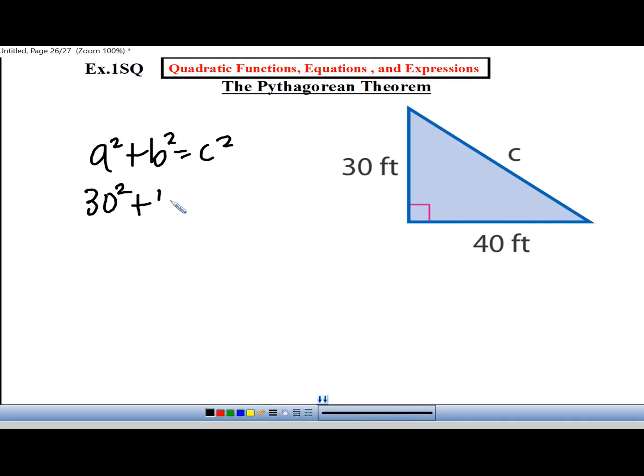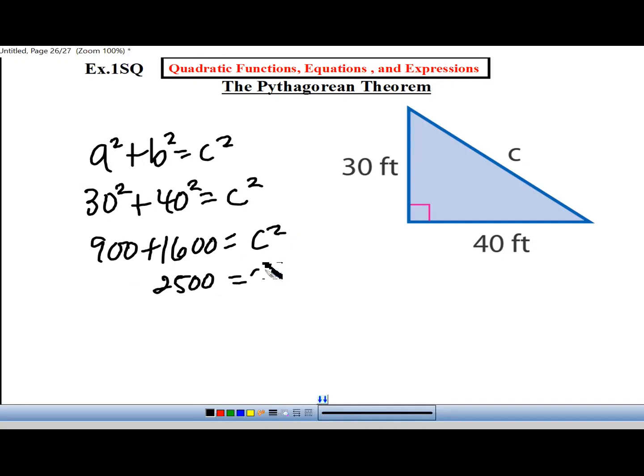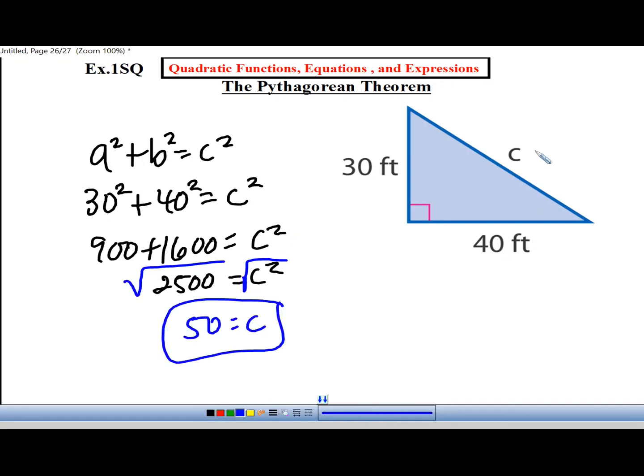Let's find out. This is 30 squared plus 40 squared, which equals C squared. This is 900 plus 1600 equals C squared. This is 2500 equals C squared. Square root, 50 equals C. So this is 50 feet. Hands if you got that. Okay. So is the Pythagorean theorem coming back? Yes. All right, so we know how to use the Pythagorean theorem using a right triangle.